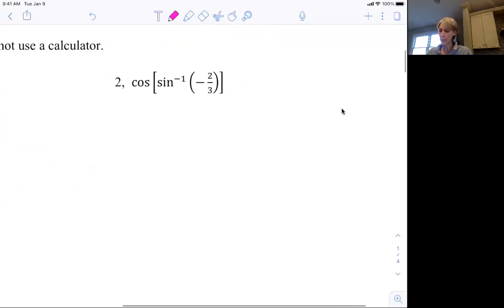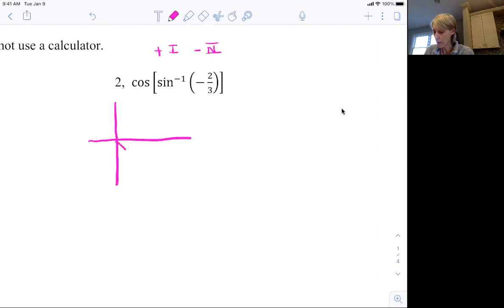In our next example, reading the problem, I want to set up the cosine of whatever angle has a sine of negative 2/3. And automatically, what I know about my triangles, I don't have anything off my special triangles that give me 2 and 3 like that. So this one, I'm going to have to build a triangle. And when we're working with the sine function, inverse trig, if it's positive, it's in quadrant 1. And if it's negative, my triangle is going to be in quadrant 4.